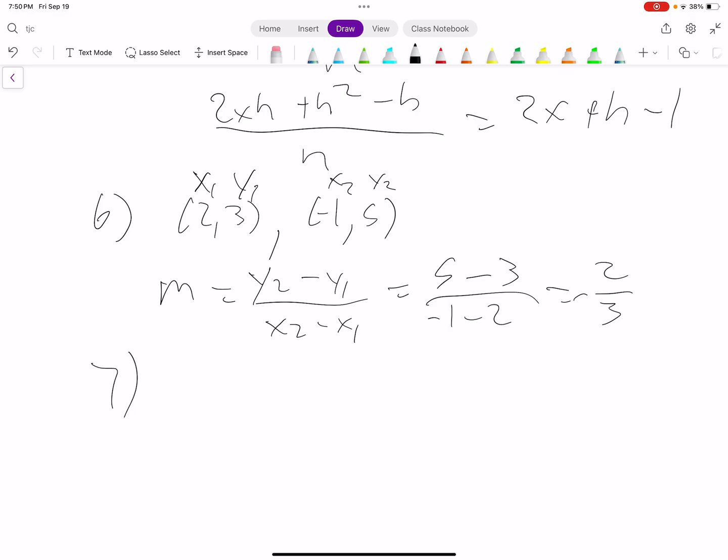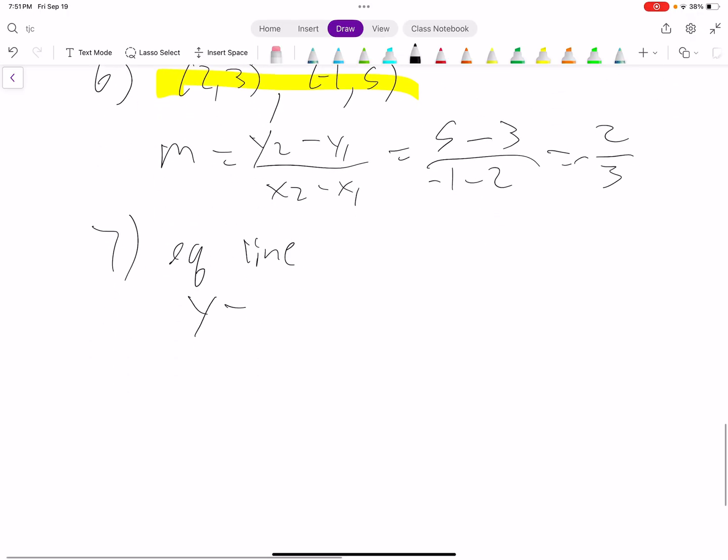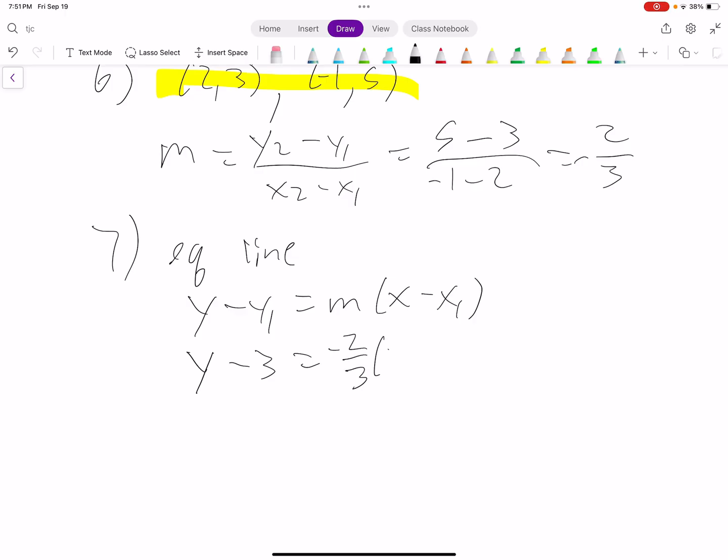Now, the seventh question is they asked for the equation of the line given the 2 points above, given these 2 points here, okay? Well, for this, we're going to use the point-slope equation, which is y minus y1 equals m times x minus x1, okay? Again, we have y1 and x1, so we're going to go y minus 3 equals -2/3 times x minus 2, okay?